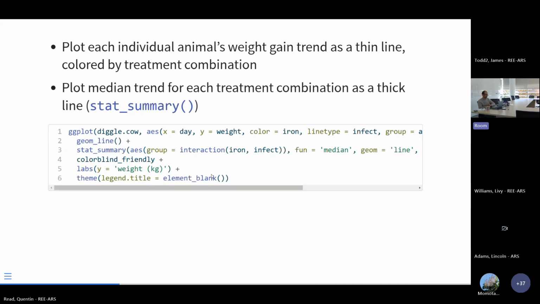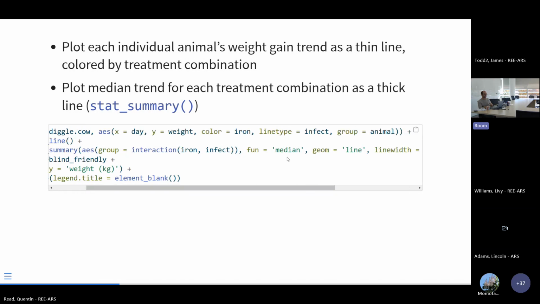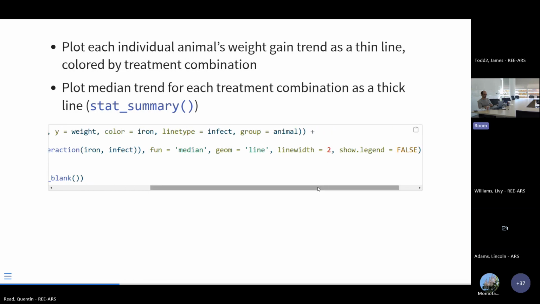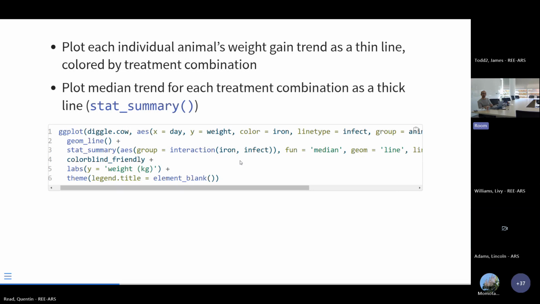Now, before we do any stat modeling, we're going to plot the data. I want to plot every animal's time series of weight as a line colored by treatment combination. Also, just so we can get a general idea of the difference in the treatments, I'm going to use a stat summary line. For each combination of iron and infection, so each of the 4 treatment combinations, I'm going to plot the median at each day as a thicker line, with line width equals 2, so we can see both the individual variation and the summary in the same plot.